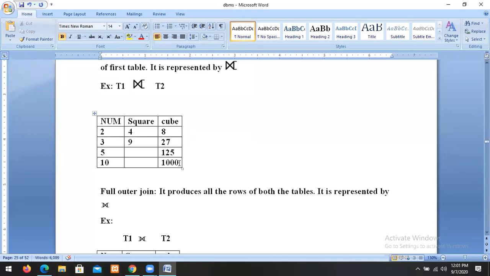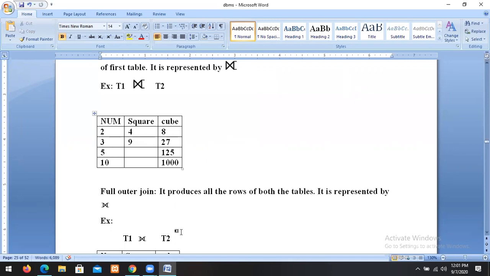In right outer join, all the rows of the second table and matching rows of the first table are selected. So when it is like this, then it is called as right outer join.